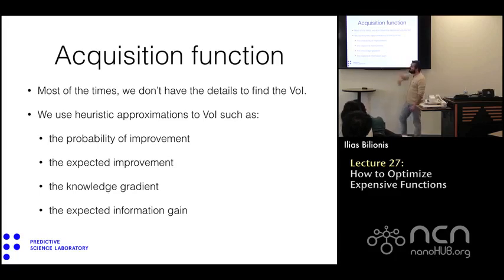The expected information gain comes from information theory. It's basically the Kullback-Leibler divergence of the probability density describing a state of knowledge about the location of the maximum. And this is what you should use if there's really no economics in your problem, but it is also very complicated to implement.